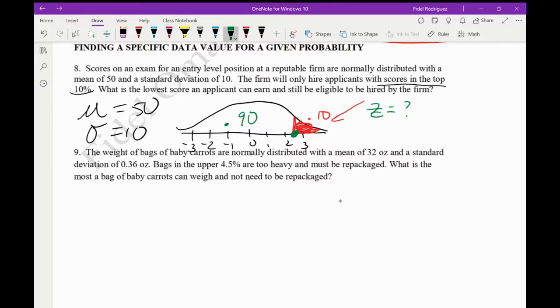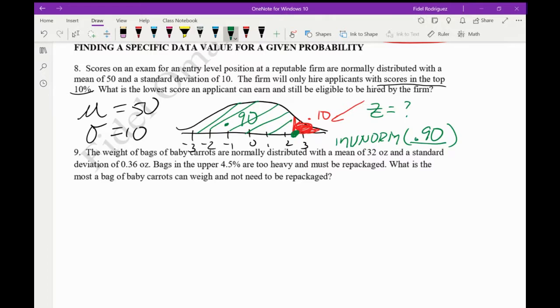What's that magic z value going to be? The way I'll find it is I'm going to go inverse norm. Remember, when I'm doing this on my calculator, the number that goes in here is going to be my area, but it's always my area to the left in my graph. I mean it's going to be this area here. That's just how my calculator or my table works. It always tells my area to the left. So I'm going to have to go inverse norm of 0.90.